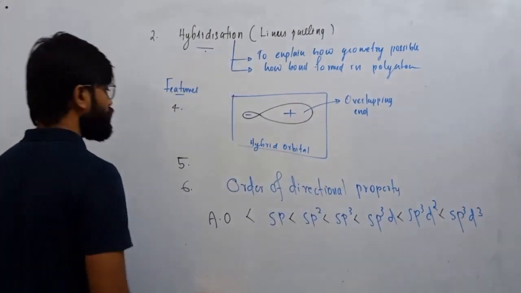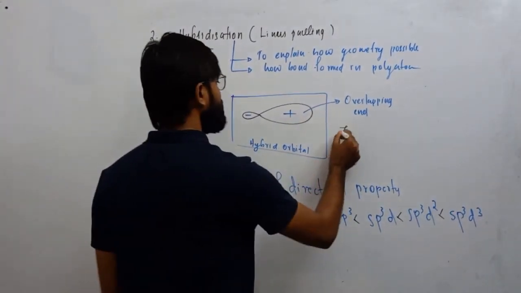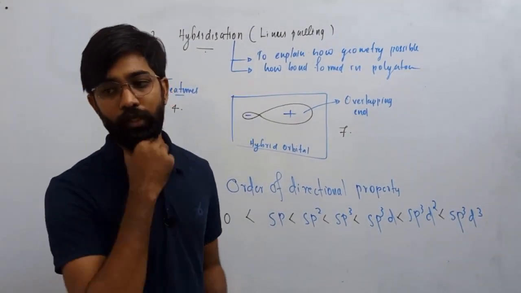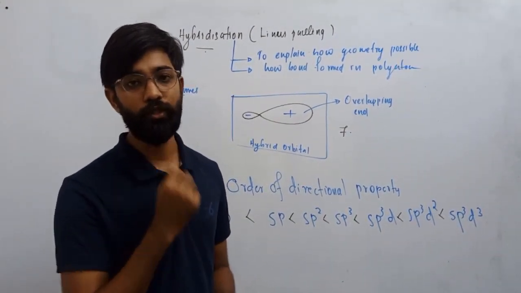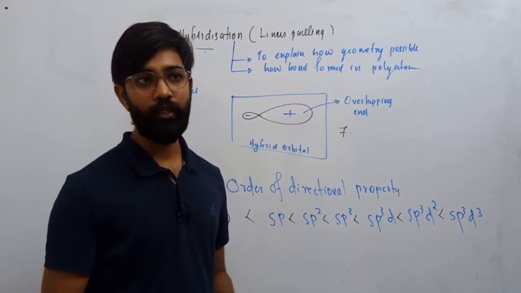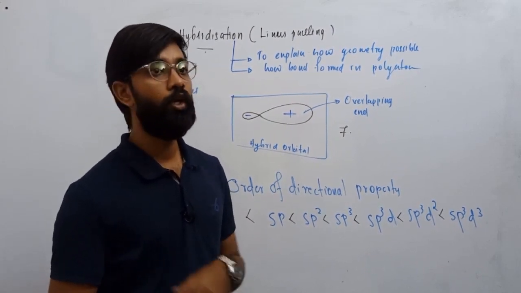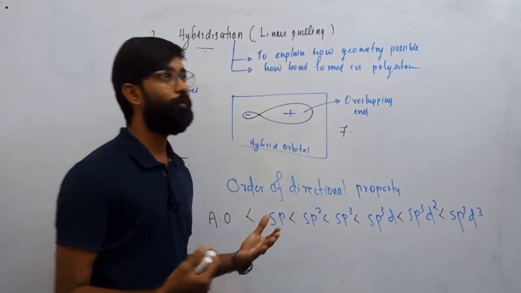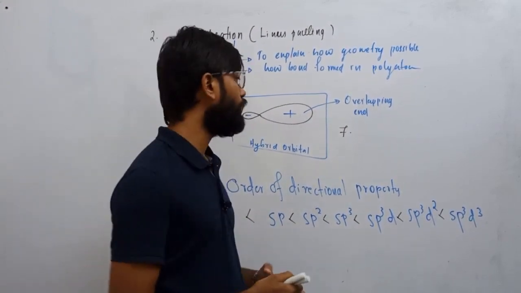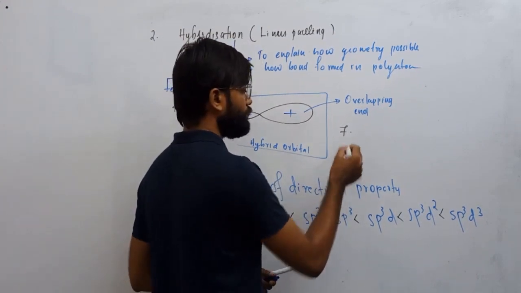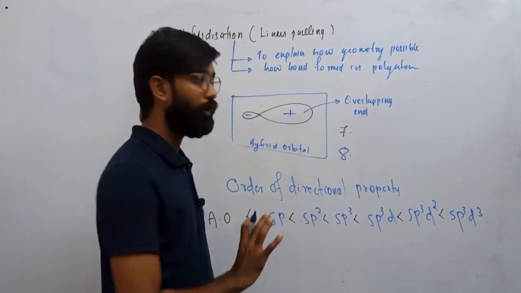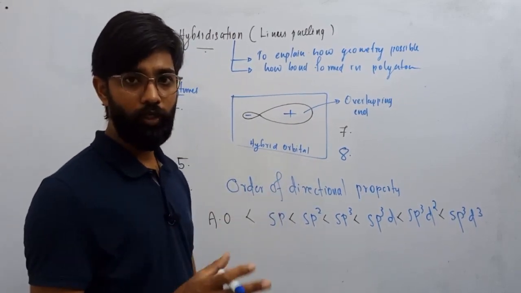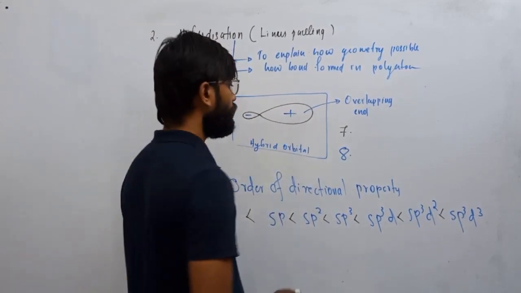Next point: a single element can form different types of hybridization. For example, in alkanes carbon forms sp3 hybridization, in alkenes carbon forms sp2 hybridization, and in alkynes carbon forms sp hybridization. That depends on the experimental condition, the surrounding condition leading to the formation of that molecule.